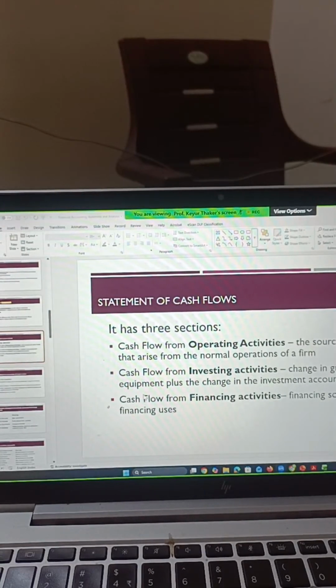Okay. Now what happened? You clocked sales of 5,000 crore. But last year your inventory was 1,000 crore. This year your inventory is 2,000 crore. Your profit will go up, your cash flow from operations will be more.